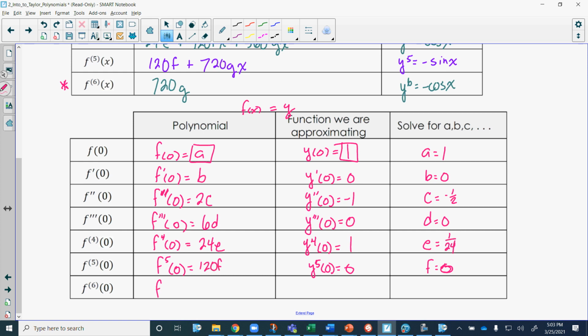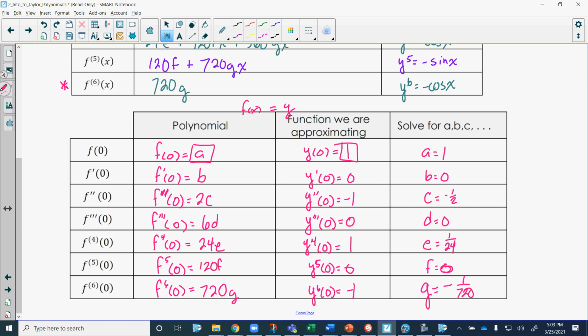And then finally, the sixth derivative at 0 is going to be 720g. So the sixth derivative of cosine of x at 0, in this case, will be a -1. So that means g is equal to -1 over 720. I kind of got the negative sign a little bit too close to my fraction bar.